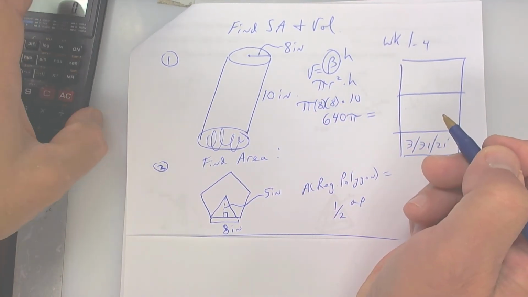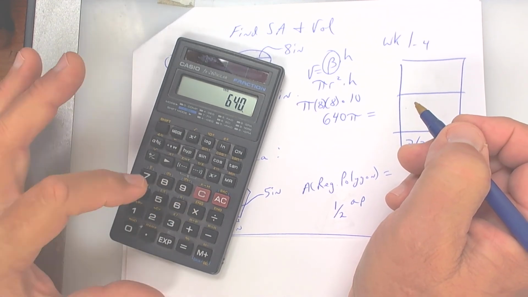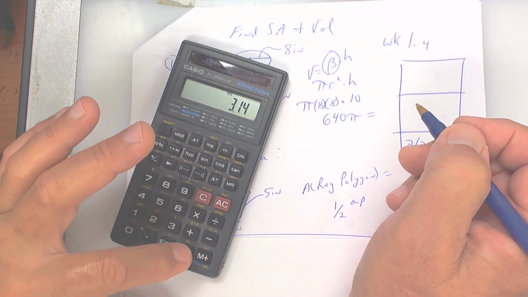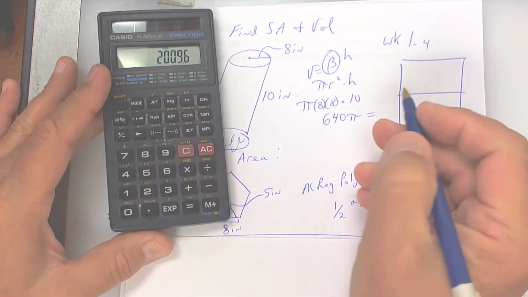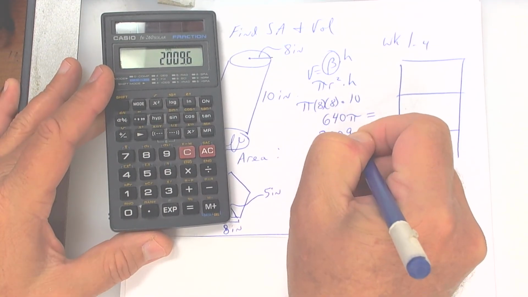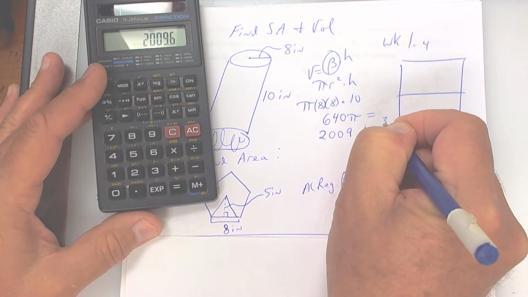If you want to know the real answer, you would multiply 640 times 3.14, and the real answer is 2009.6. So 2009.6, and this is volume, so that would be cubic inches.